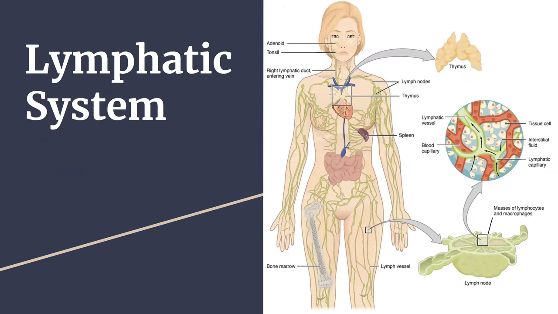So here's a good graphic that shows how the lymphatic system works. So you have the adenoid or tonsils, and then you have the right lymphatic duct entering the vein, the thymus, and you have the lymph nodes throughout the body. You have your spleen, which is the integral part of the lymphatic system. And then you have your lymph nodes, like as I mentioned, and these are throughout the entire body. Within the bones, you have the bone marrow, which is an integral part of the lymphatic system. And then you'll see within the lymph nodes themselves, you'll have lymphatic vessels, the blood capillary, lymphatic capillary, the interstitial fluid, and the tissue cell.